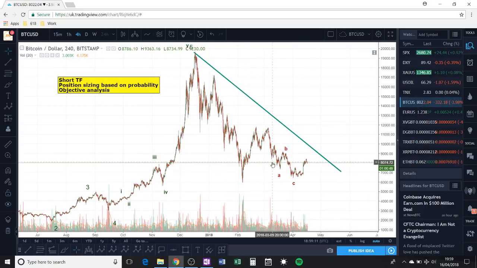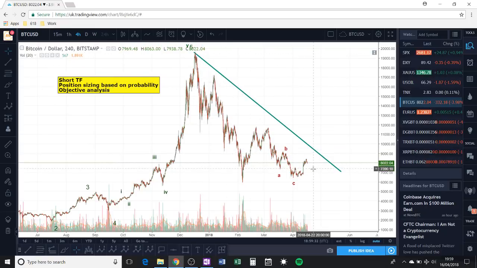Okay, so back on our 4-hourly chart. This is a little bit about position sizing based on probability. As I say, right now there is the possibility of a bullish outcome, and for that reason, I am starting my investment into altcoins. As I say, looking at about 10%.